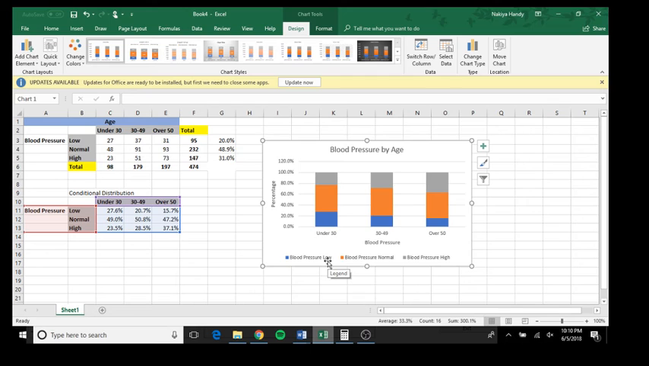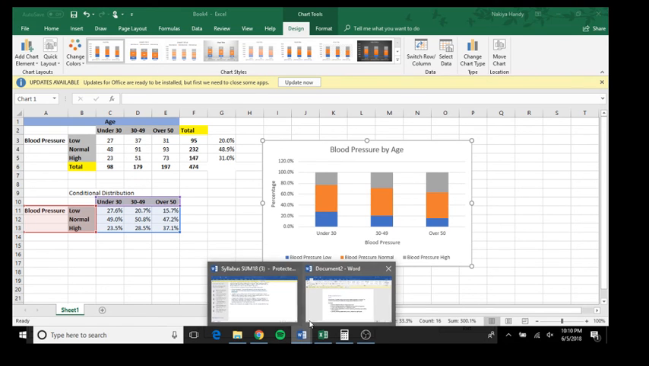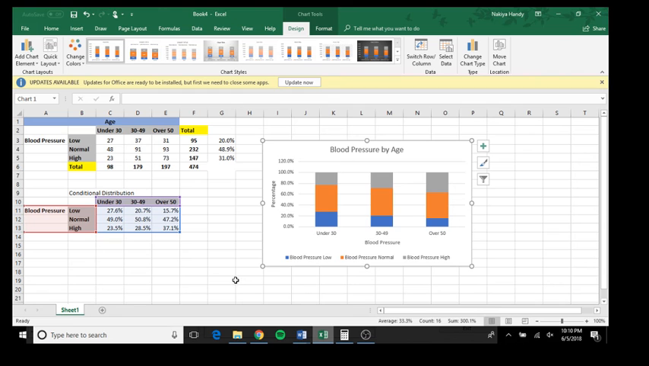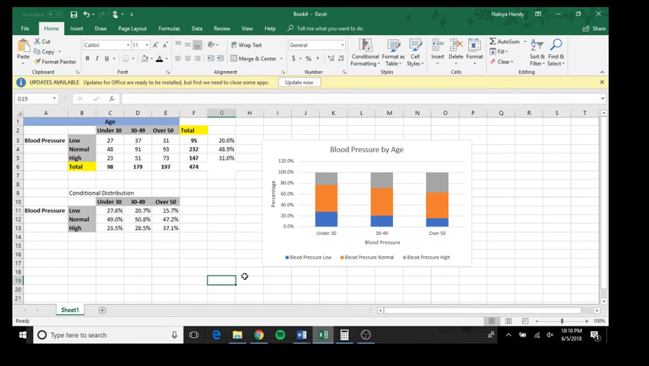So I'm going to go back to my question, because now that I have my conditional distribution and my segmented bar chart, I can go back to my questions. So I've done A, B, and C, and D is basically write a brief description of the association between age and blood pressure among these employees. So for D, I am going to analyze my chart, and based on the chart, the older you get, the higher your blood pressure gets, whereas the younger you are, the lower your blood pressure is.